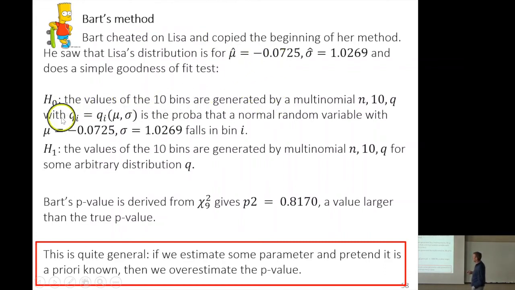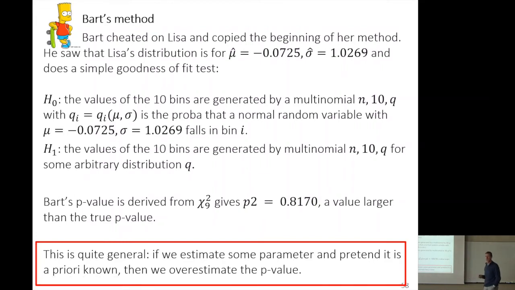And then he did the following. He did a simple goodness of fit test by testing this against the general value. Right. So here I'm saying this is not an arbitrary distribution. This is the Gaussian distribution that has been estimated by Lisa. Then he finds a p-value. Now the number of degrees of freedom is 9, the difference. We have 10. That's the formula that I've asked in the quiz, right? Now we have 2 degrees of freedom that have disappeared from H0 because we assume they're given by an out-of-band oracle. This is the p-value we obtain here.